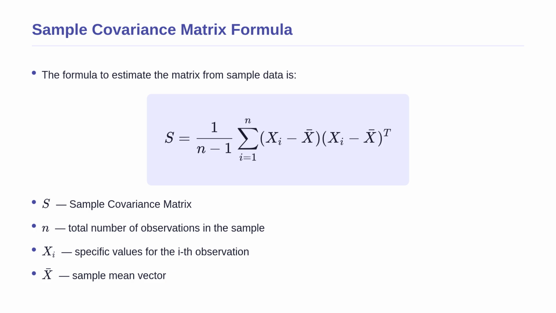If we increase our sample size n, our estimate S becomes much more stable and closer to the true population matrix sigma.